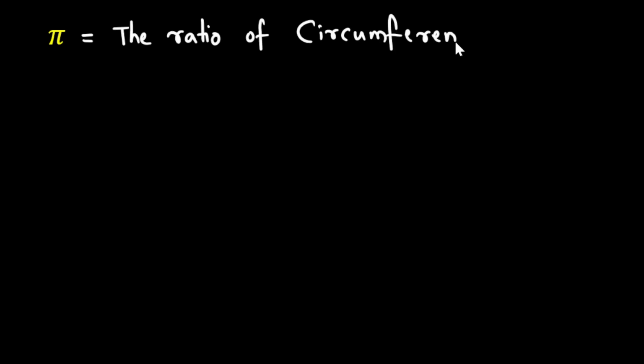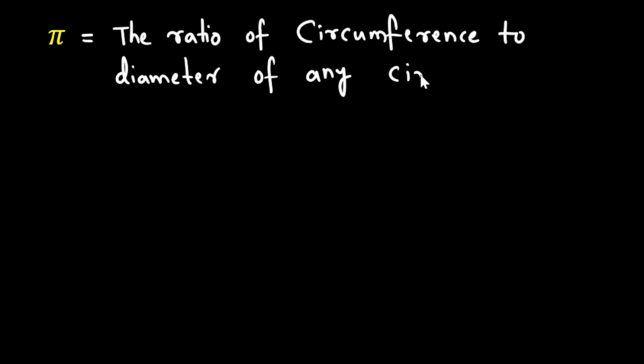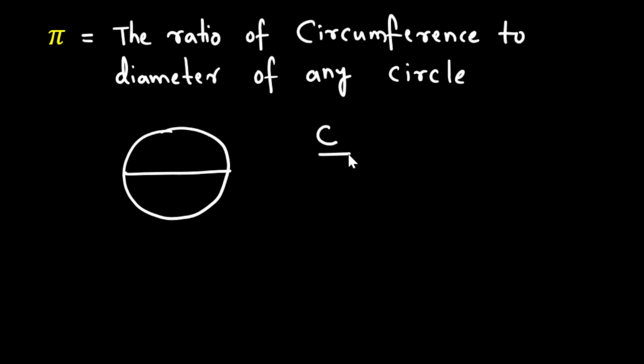Pi. Pi is actually defined as the ratio of circumference to diameter of any circle. You take a circle of any size, find its circumference, right here C, find its diameter, right here D, and find their ratio. This will be always a constant for any sized circle. So that constant we are giving the name pi.